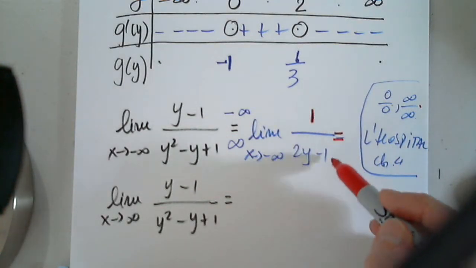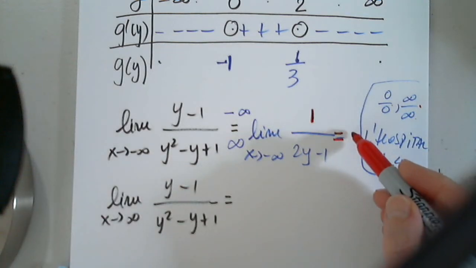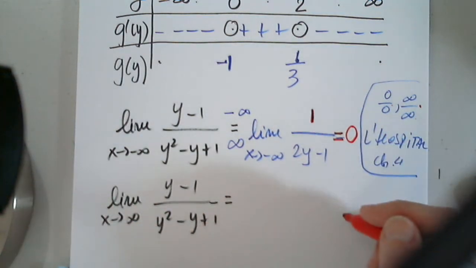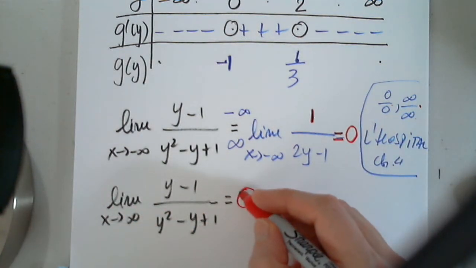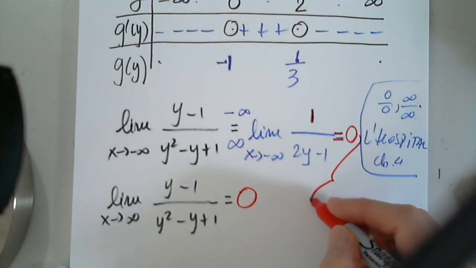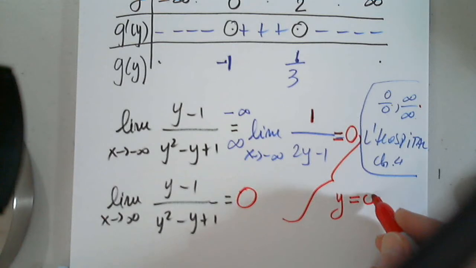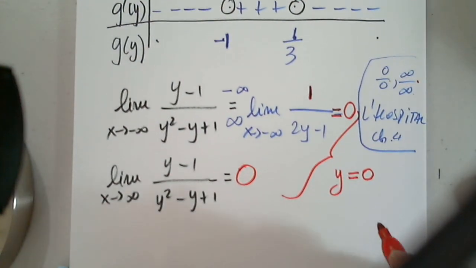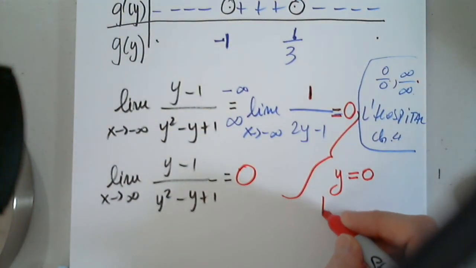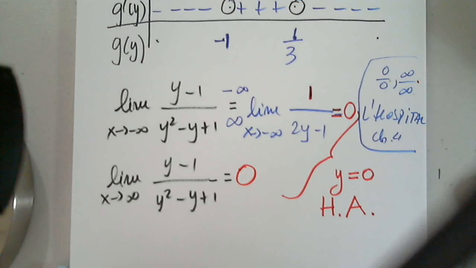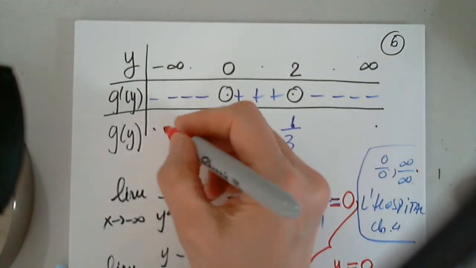And what is the answer now? 0. Very good. In the same way, we get 0 here. What do we conclude? What do we say? y equals 0 represents a horizontal asymptote for this function.